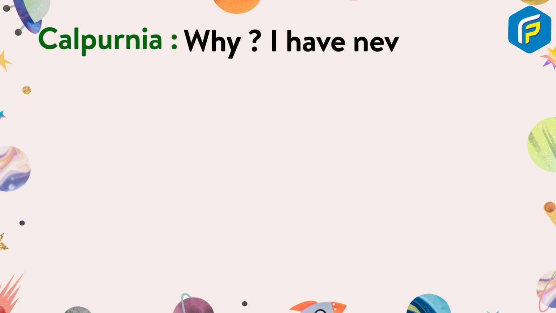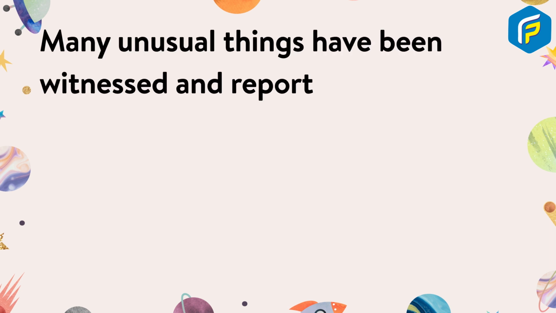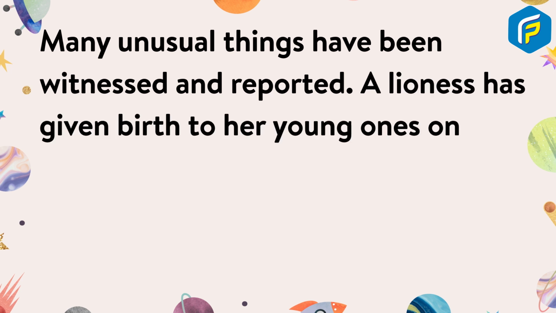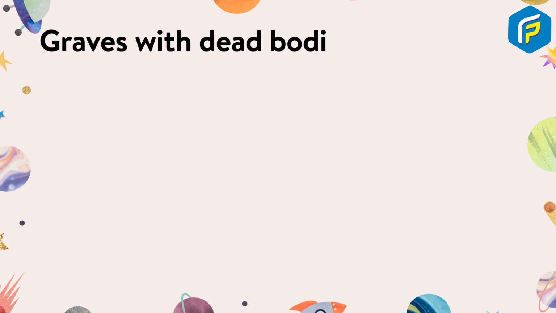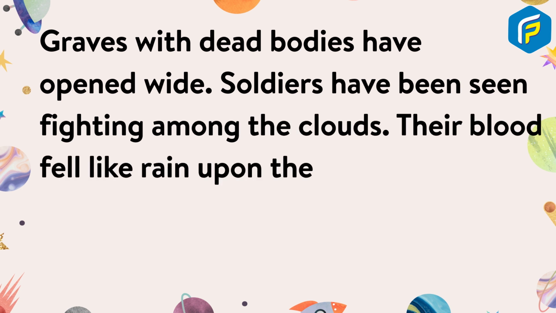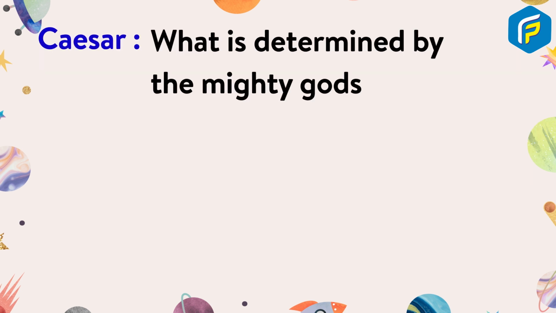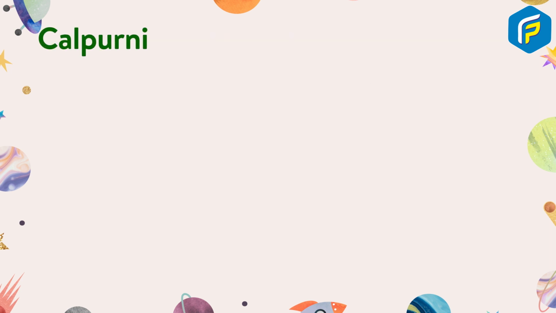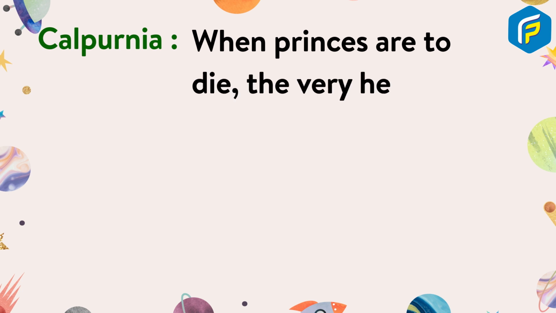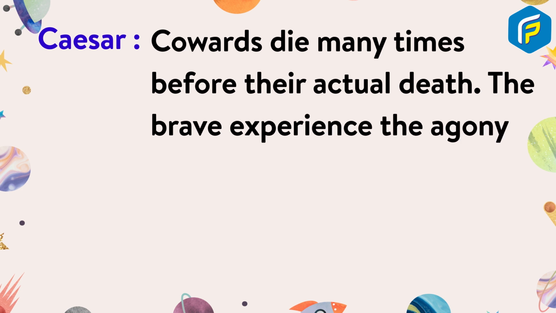Calpurnia: Why? I have never attached much importance to omens, Caesar, but I am frightened of them today. Many unusual things have been witnessed and reported. A lioness has given birth to her young ones on the street of Rome. Graves with dead bodies have opened wide. Soldiers have been seen fighting among the clouds. Their blood fell like rain upon the Senate house in the capital. Caesar: What is determined by the mighty gods cannot be avoided. I shall go. Calpurnia: When princes are to die, the very heavens proclaim the coming calamity. Caesar: Cowards die many times before their actual death. The brave experience the agony of death only once.